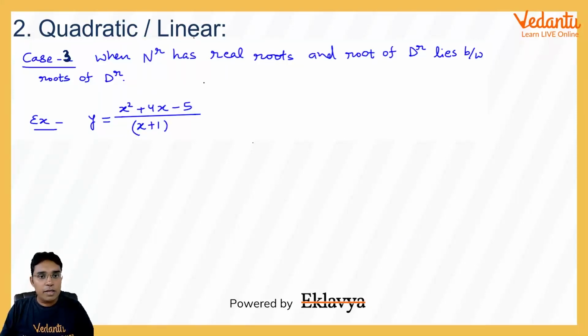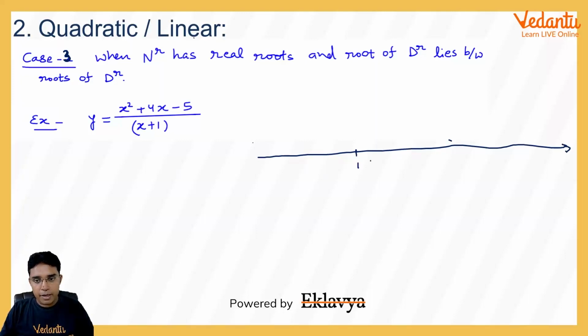Now quadratic upon linear, when the numerator has real roots and the root of the denominator lies between the roots of the numerator. How will this be done? Please see. First of all, the roots of the numerator are, I think, 1 and minus 5. Let me take this as minus 5 and this as 1. And this is minus 1, which will be lying somewhere here. So this danger line this time is lying in between.